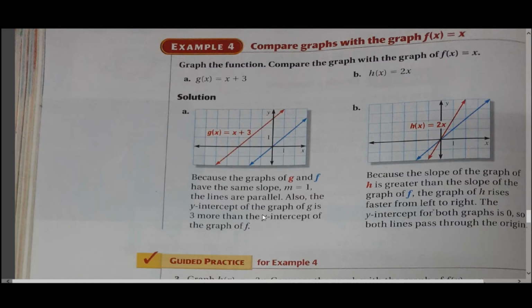Now, we don't need to worry about this. This is same slopes that are parallel. We're not going to do comparing graphs here because this is not built well, okay? So we won't be as worried about it, okay? But just notice, what did we do here? We multiplied by 2, okay? So our slope changed.